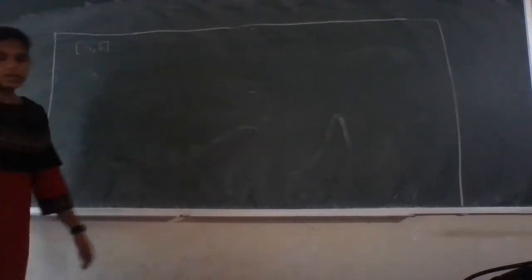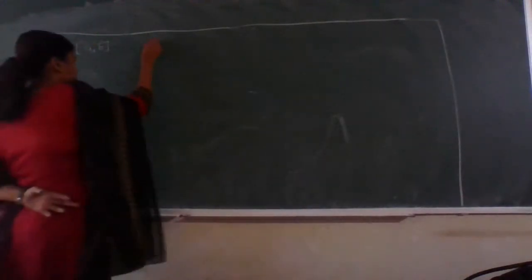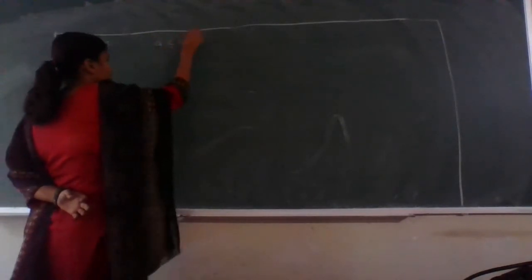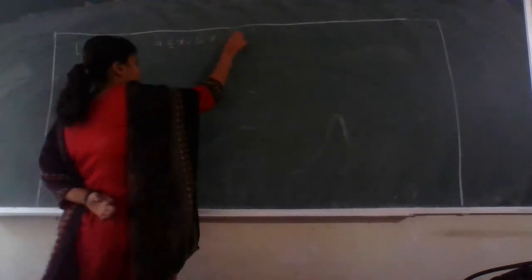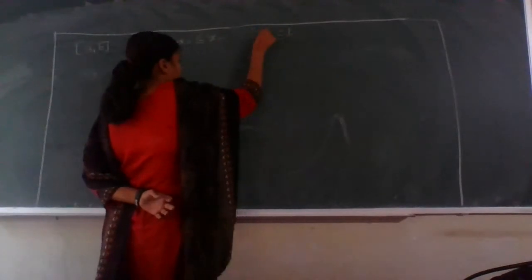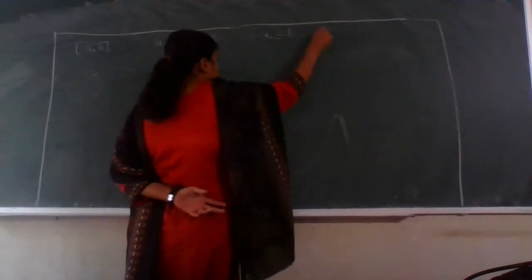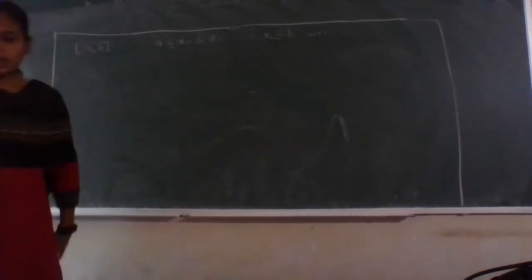Suppose we are provided the closed interval AB, and in this closed interval we are provided with some values, say x0, x1 up to xn. All the values are in between A and B. How many values are we provided? N plus 1 points are given, x0, x1, x2 up to xn. From x1 to xn these are n values, plus this x0. So a total of n plus 1 values are provided.